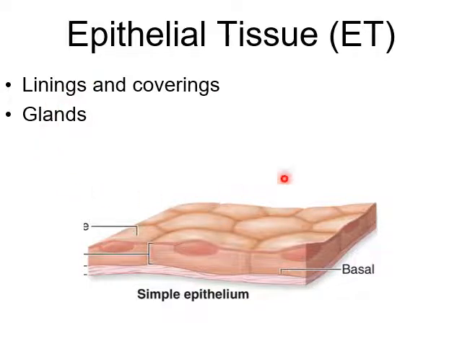Just a refresher on epithelial tissues. Those are linings and covers. They also make up the glands. The endocrine glands are another mode of control, the nervous system and endocrine. So again, we'll be talking a lot about epithelial tissue.